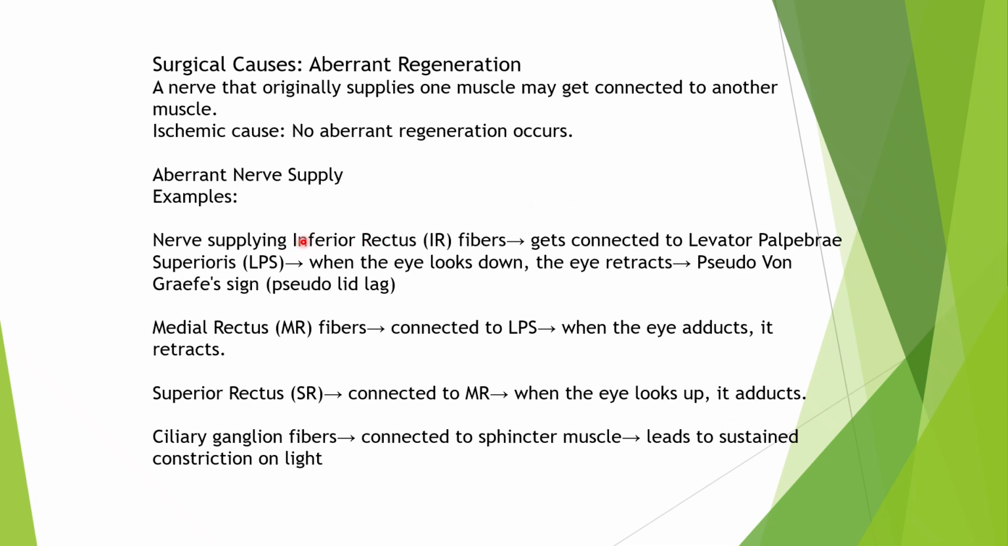So if the nerve supplying the inferior rectus gets connected to the LPS, when the eye looks down, the eye retracts, which is the pseudo-von Graefe sign. If the medial rectus fibers get connected to the LPS, when the eye adducts, it retracts. If the superior rectus gets connected to the MR, when the eye looks up, it adducts. And if the ciliary ganglion fibers are connected to the sphincter muscle, it leads to sustained constriction on light.